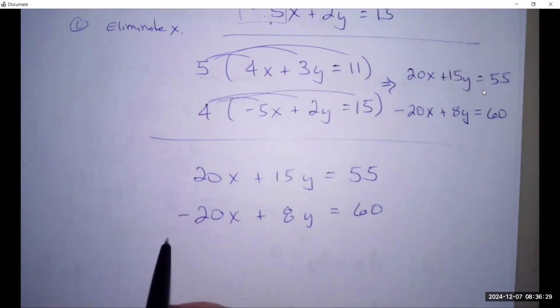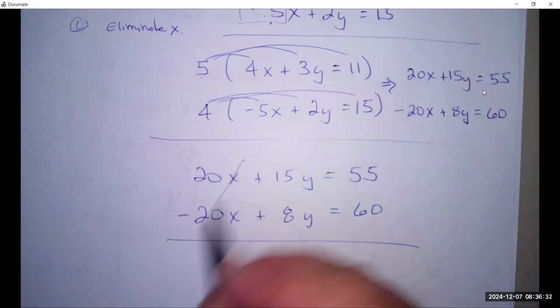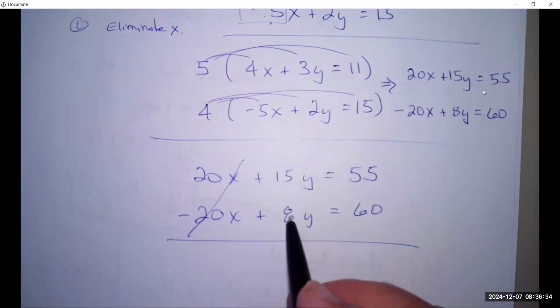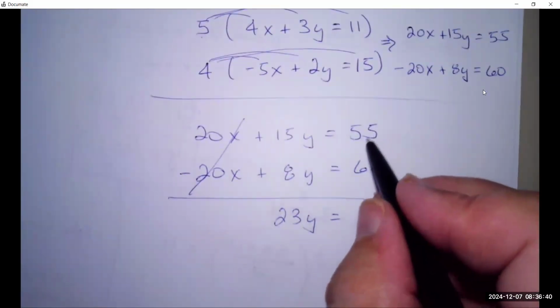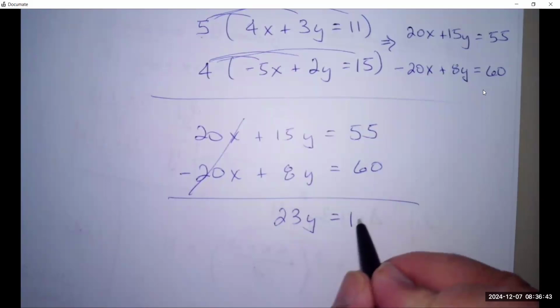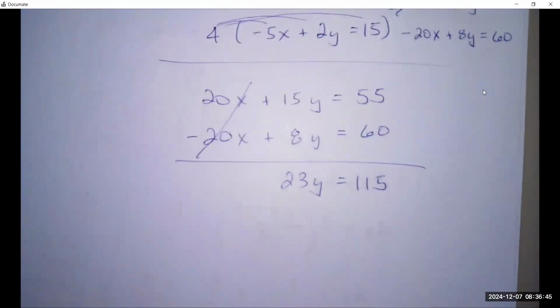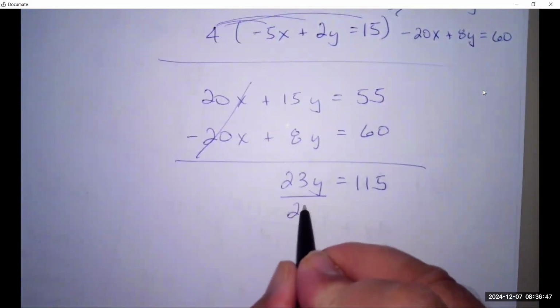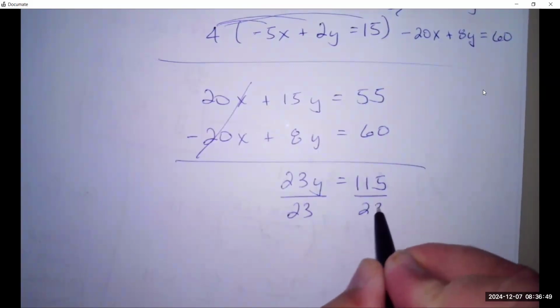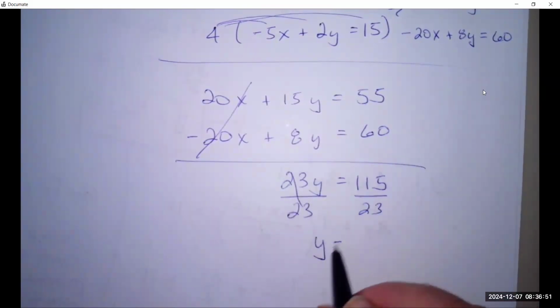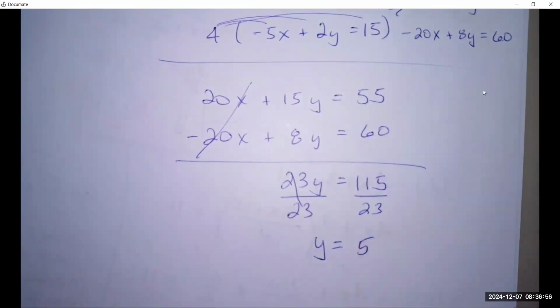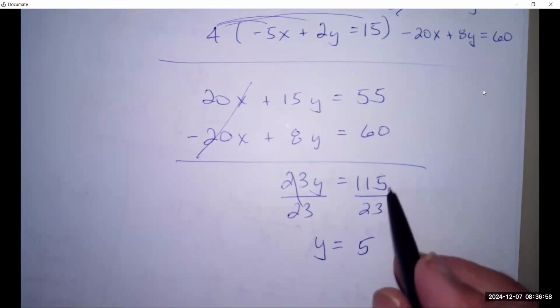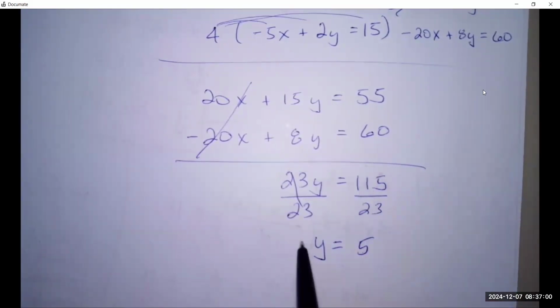Okay, so now I add the two lines together. The x's cancel. 15 plus 8 is 23. 55 plus 60 is 115. Divide both sides by 23, and y equals 5. 23 times 5: 15, carry the 1, 10, 11.